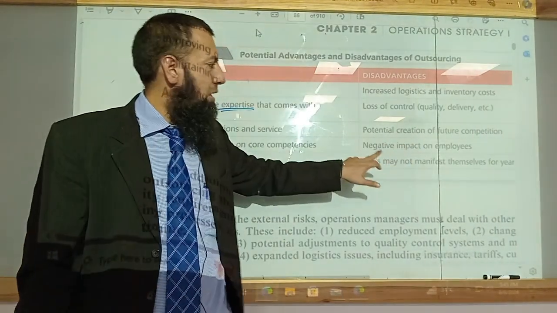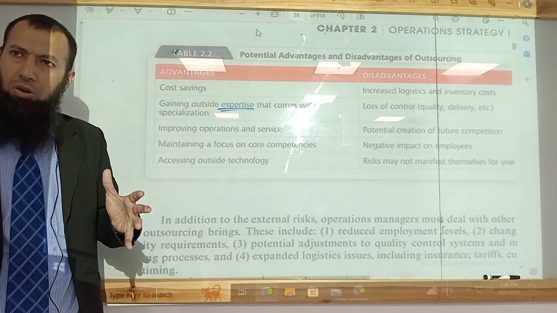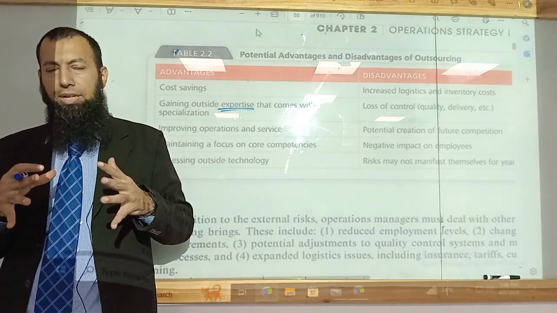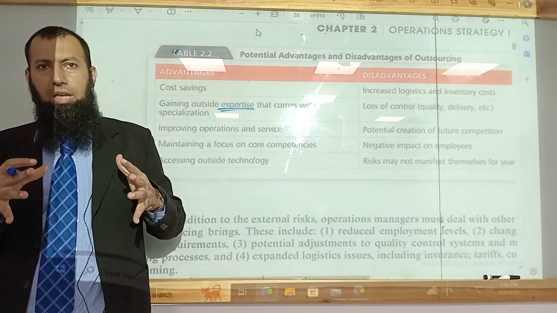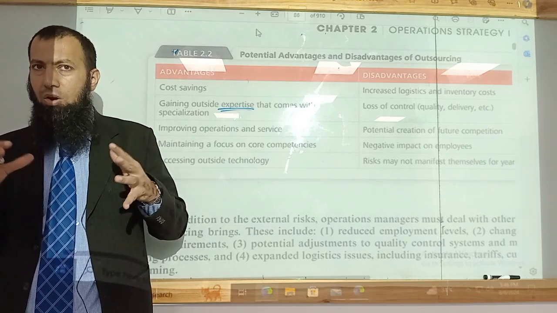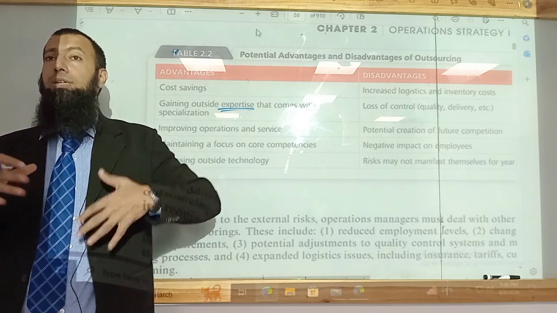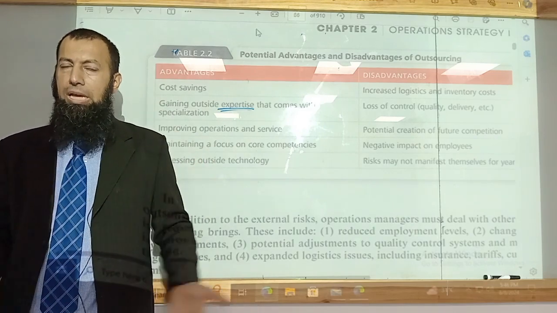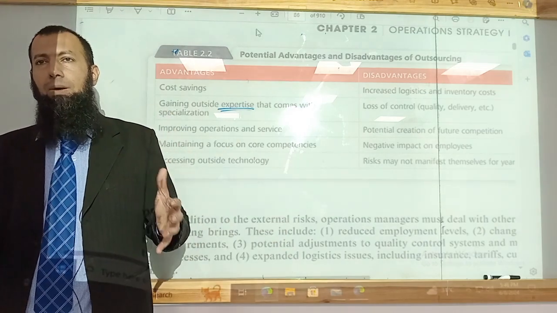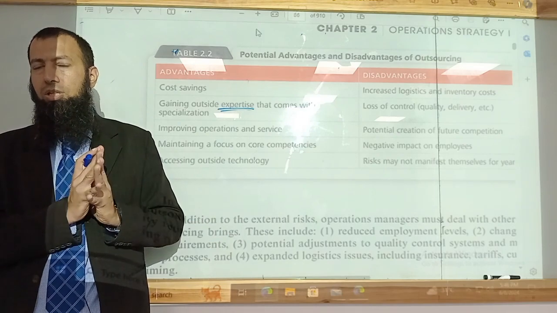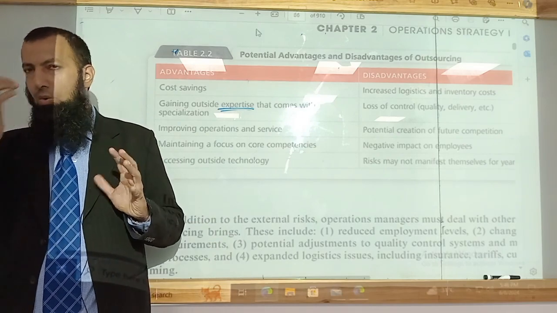Negative impact on employees. Employees think that their jobs are being restricted, okay? And that their compensation is not given the way it should be. There is less opportunity to grow. Why? Because the company is not hiring people on its payroll. It means the company is squeezing, and does not want to invest in HR.